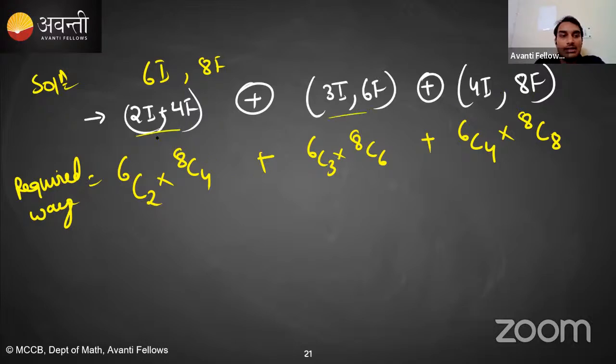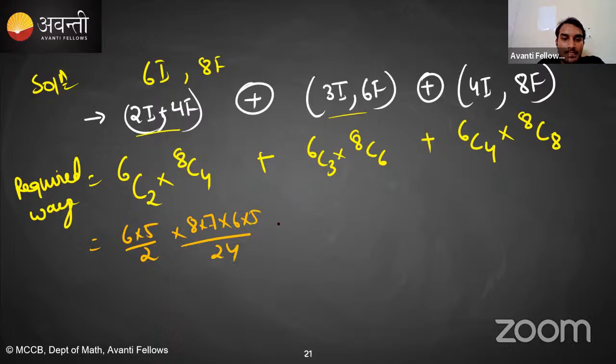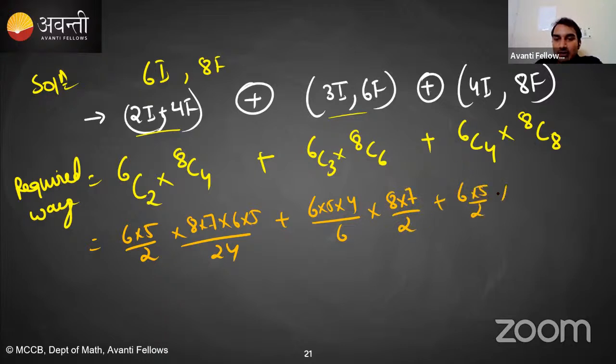It cannot be that the committee has 2 Indians and 4 foreigners and 3 Indians and 6 foreigners also. This is not possible. Either this or this or this. So that's why I put plus here. Clear? If it is clear, now solve it. How much did it come to? 6 into 5 by 2 into 8 into 7 into 6 into 5 by 24, plus 6C3, how much is that? 6 into 5 into 4 by 6, 8C6 is 8C2, so 8 into 7 by 2, 6C4 is 6C2, 6 into 5 by 2 into 1.